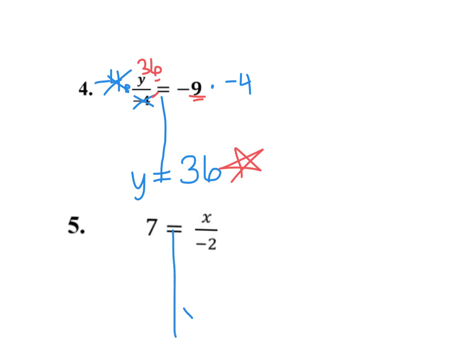Okay, so we're trying to get the x by itself. I need to undo dividing by negative 2, so I'm going to multiply by negative 2.